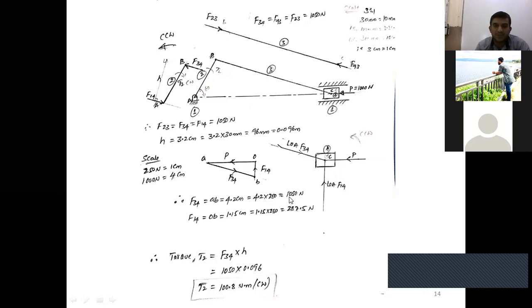That is the magnitude. Then F14: measure the length of the line OB. F14 is equal to OB, you will get 1.15 centimeter, and multiply by the scale. 1 centimeter is equal to 250.